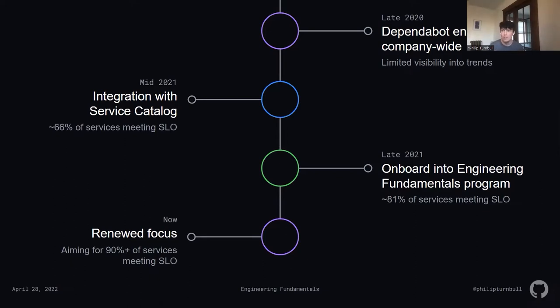And because we're tracking this through the engineering fundamentals program, through Service Catalog, we have this high level data, so we can see the trends over months and quarters and catch these kinds of issues.